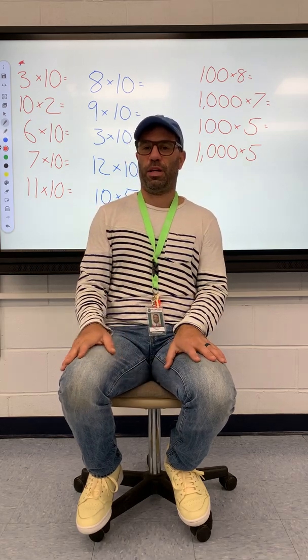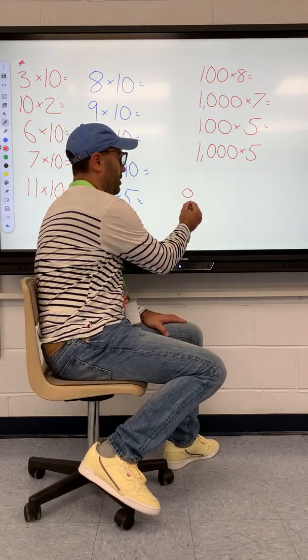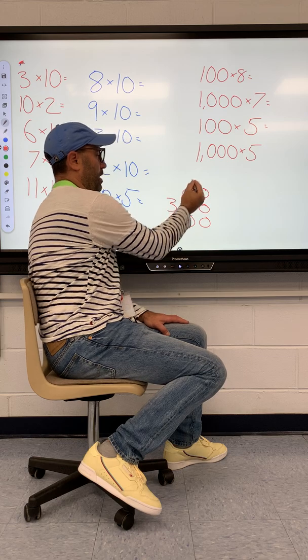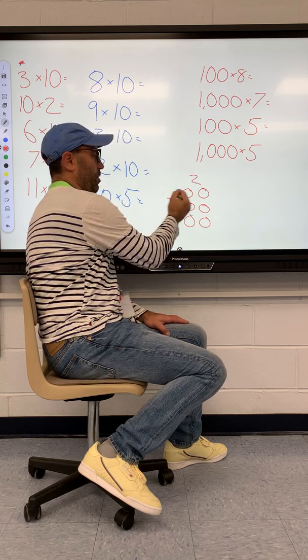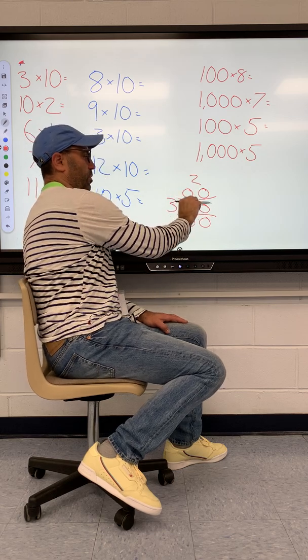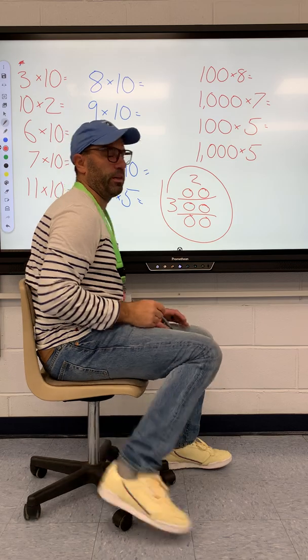An array was a picture of multiplication, right? So say I had 1, 2, 3. We call this a 3 by 2. 3 down, 2 across. 3 groups of 2. 2, 4, 6, okay?